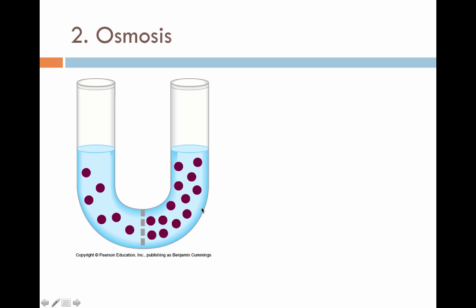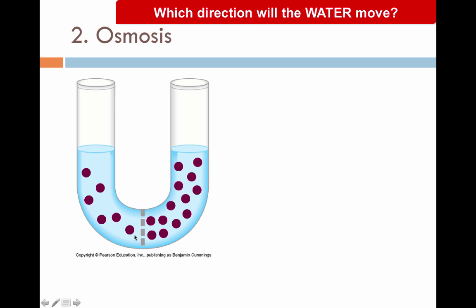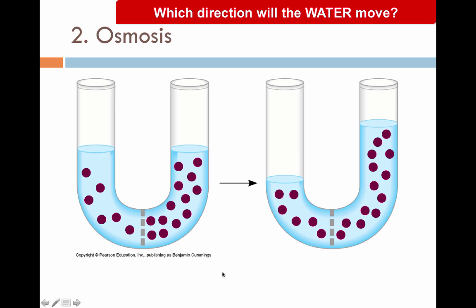Therefore, we know that water moves from a high concentration of water to a low concentration of water, which means the water will move to the right of the tube. That is exactly what happens. Water moved from a high concentration to a low concentration, and it moved to the right.